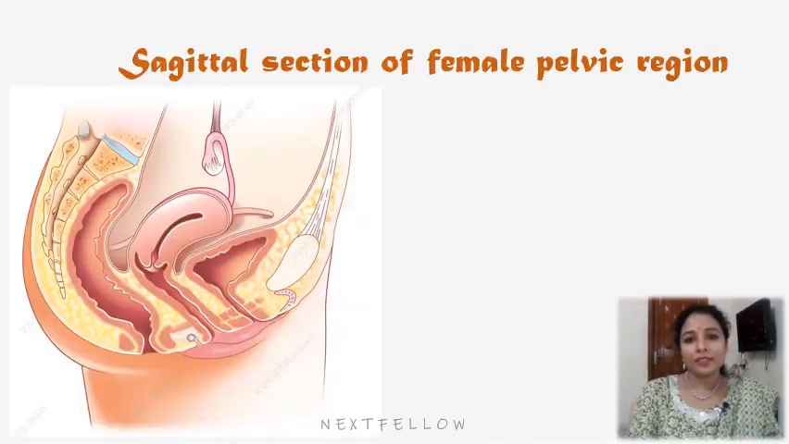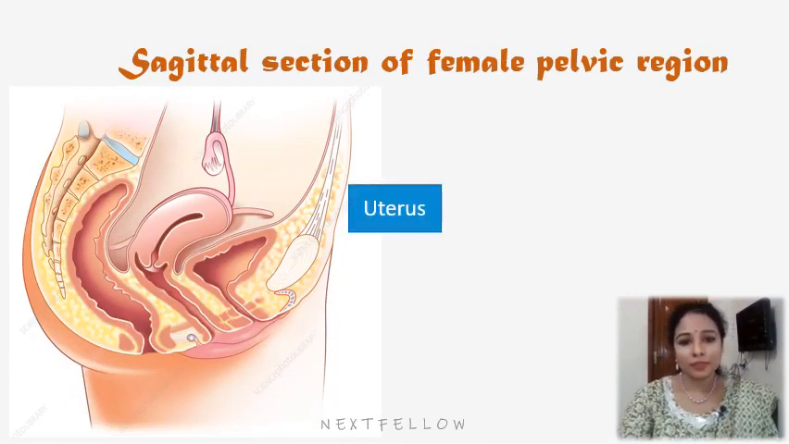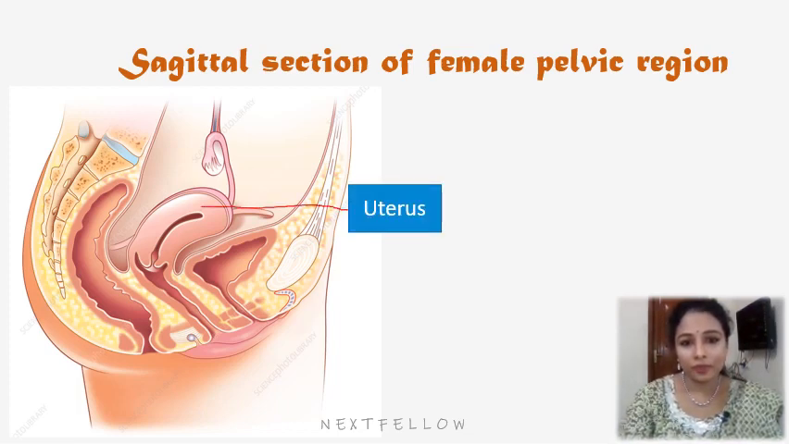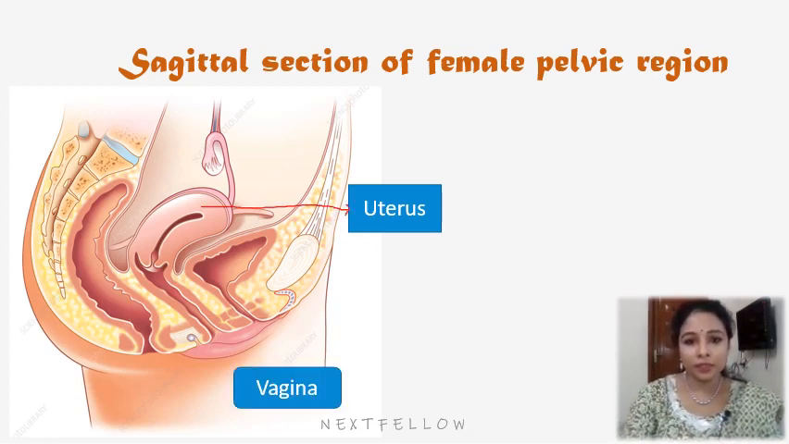So here is the sagittal section of the female pelvis, where we can see the uterus. Anterior most is the pubis, and the uterus continues into the vagina. The lower part of the uterus is the cervix, which is the constricted part of the uterus, and the cervix continues to form the vagina.